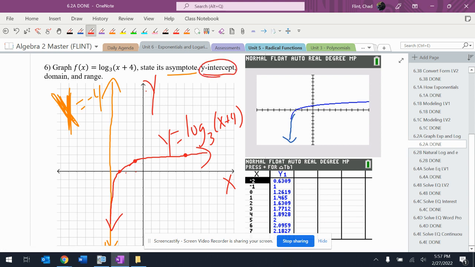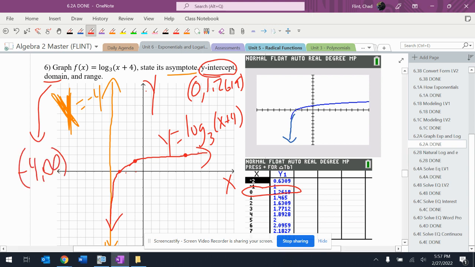All right, so I didn't have one most of the time, but the y-intercept is right here at 0, 1.2619. Okay, so it does have a y-intercept. The domain, it never makes it to negative 4, but it keeps going in the other direction, all right, forever, all the way up to infinity.